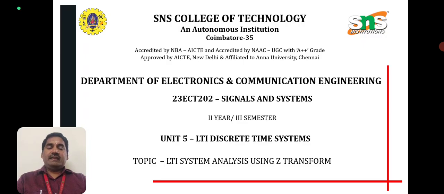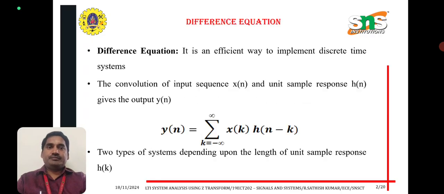Now let us see another video lecture series on linear time invariant system analysis using Z transform. Difference equation: it is an efficient way to implement discrete time systems. The convolution of input sequence x of n and unit sample response h of n gives output y of n, which is equal to summation k is equal to minus infinity to plus infinity x of k into h of n minus k. Two types of systems depend upon the length of unit sample response h of k.